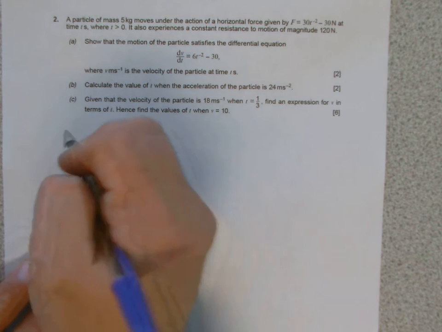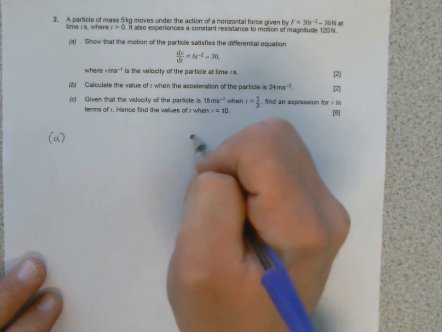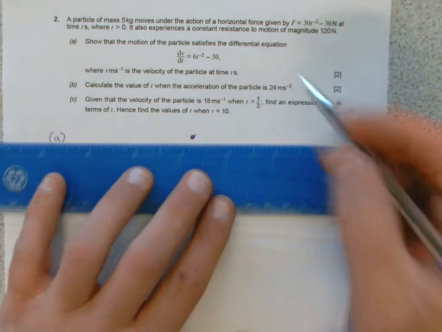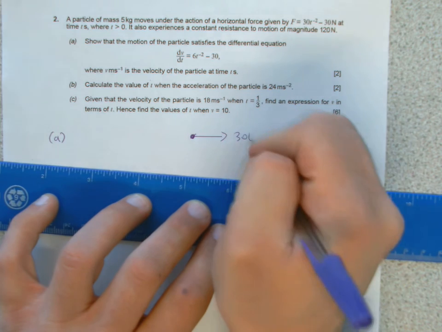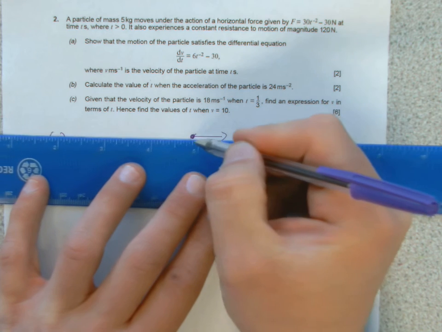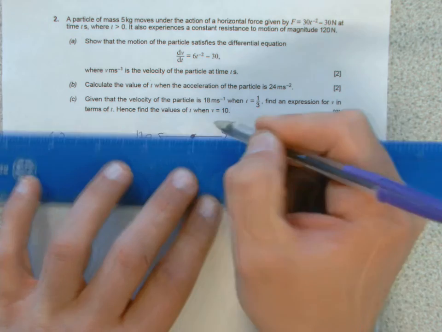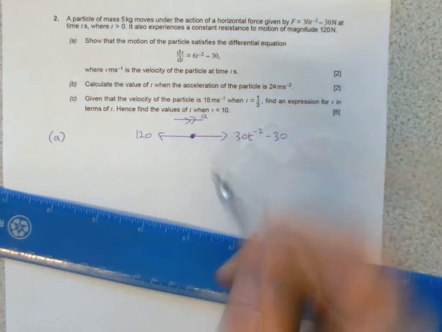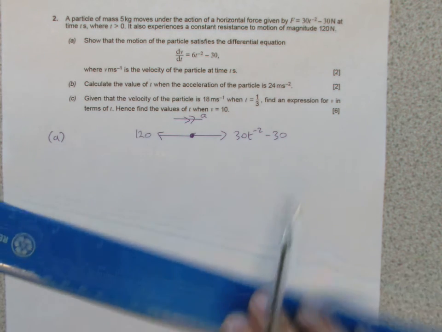So for this, to answer part A, we really need a little sketch to explain all the forces. This object of mass 5 kilograms moves under this force, 30t^-2 minus 30 newtons, and then there is a resistance slowing it down. We need to show the direction of motion, so we've got the direction of acceleration there. That way is positive. There's your forward force, and the resistance is opposing it.